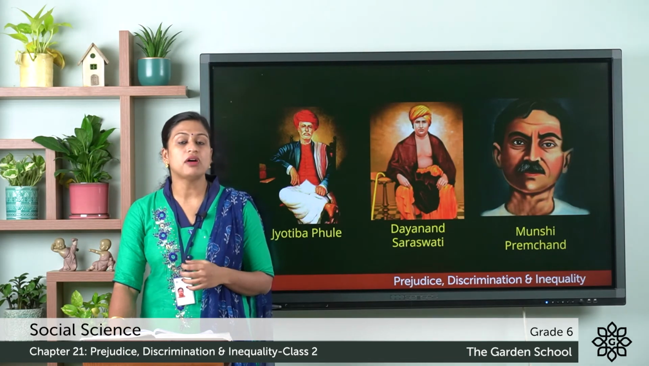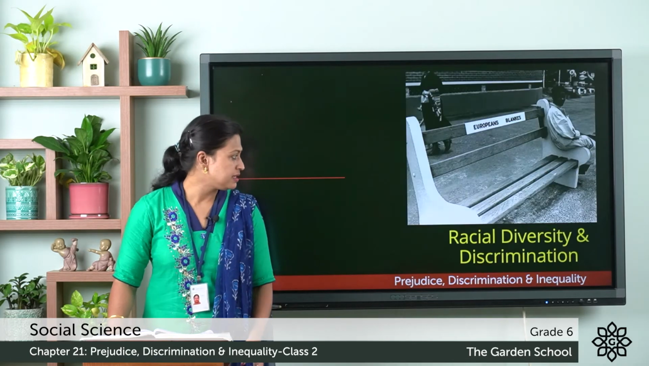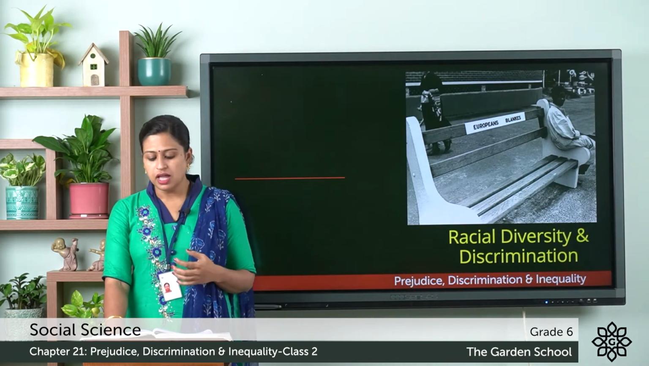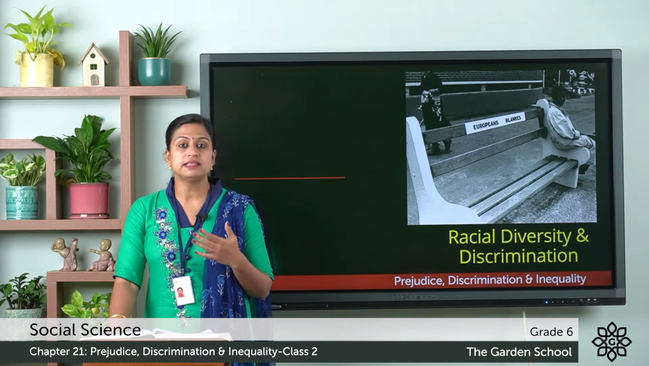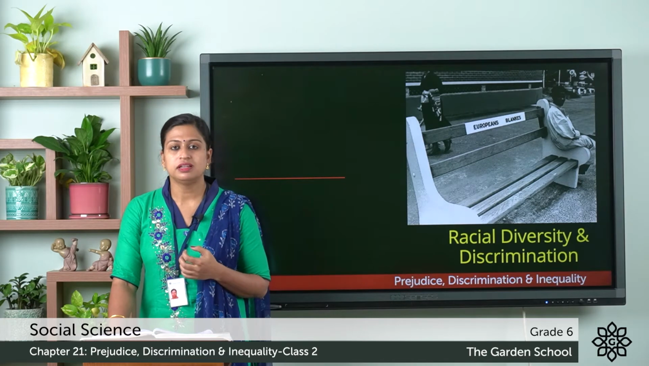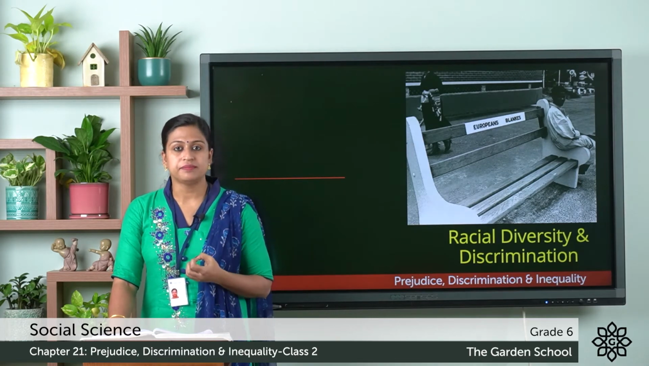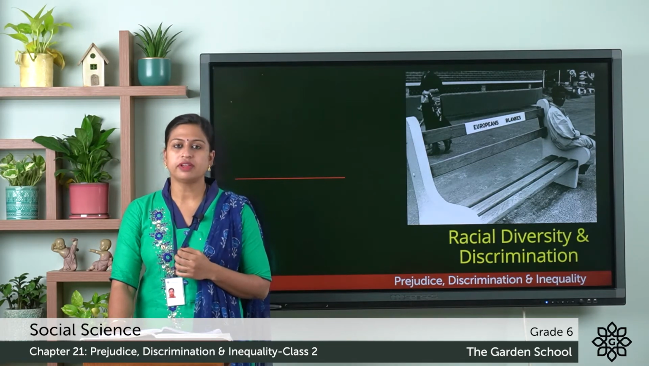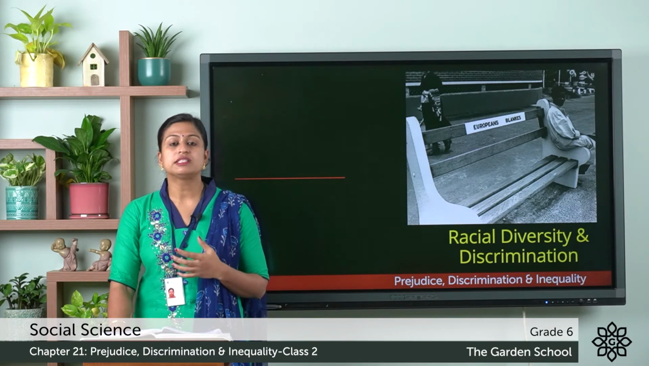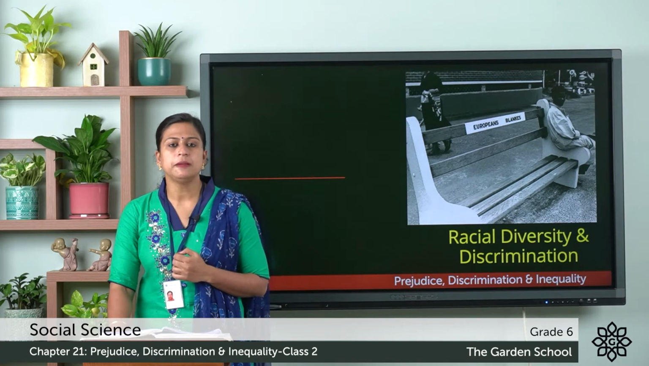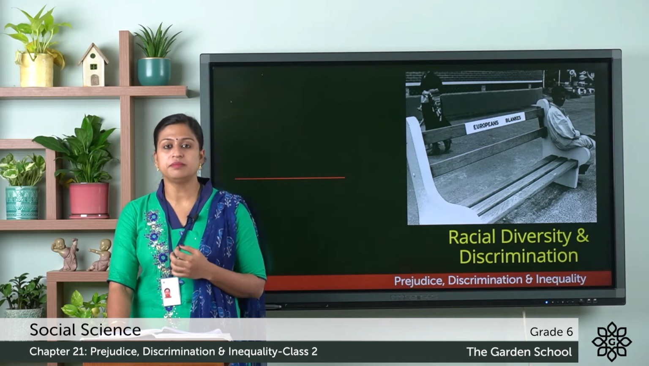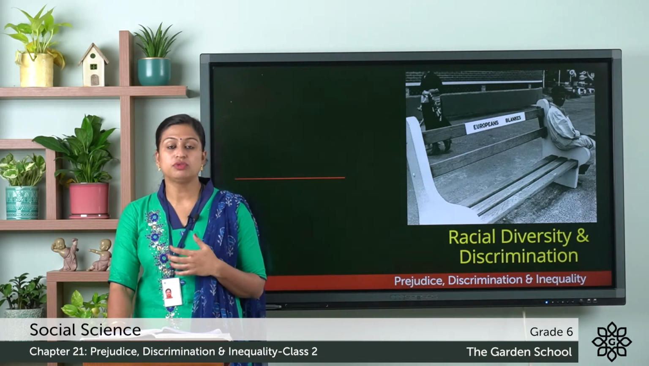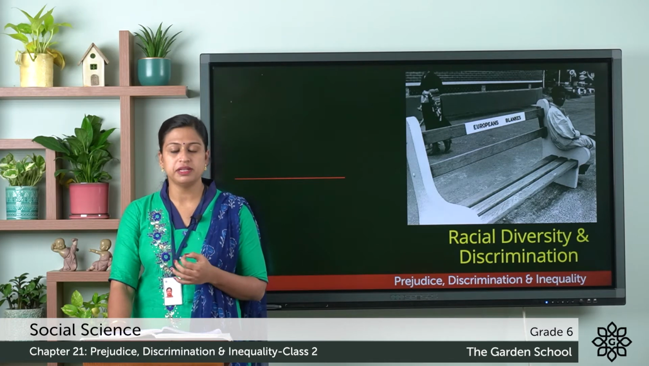Next, we will discuss racial diversity and discrimination. Here, racial diversity means the difference among human beings on the basis of physical features, like the color of their skin. For example, once in South Africa, the policy of apartheid was practiced by the South African government, and under this policy, the South African people who were not white were discriminated against, like they were not allowed to participate in the formation of the government.